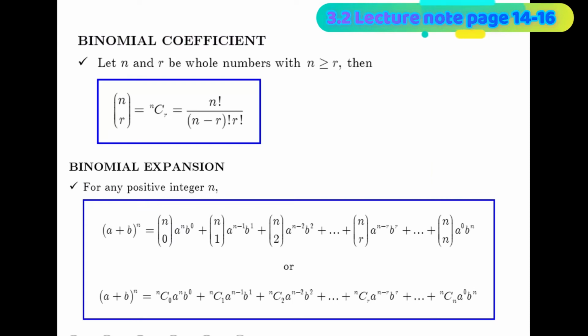Next is the binomial coefficient. We can write it in the form of this one, which also means nCr equals n factorial divided by n minus r factorial times r factorial.